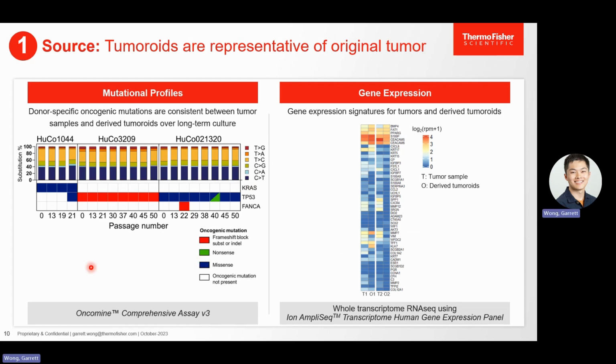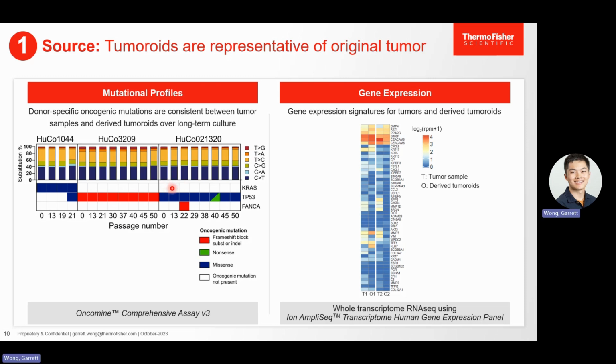Tumoroids can be cultured for multiple passages while maintaining genotypic and phenotypic characteristics of their original tumor tissue. The figure on the left shows 3 different colorectal lines, so the 1044, 3209s, and 021320. Looking at the genomic mutations from a targeted DNA sequencing panel, OncoMine, this shows that the patient-specific mutations are consistent between the different passages.